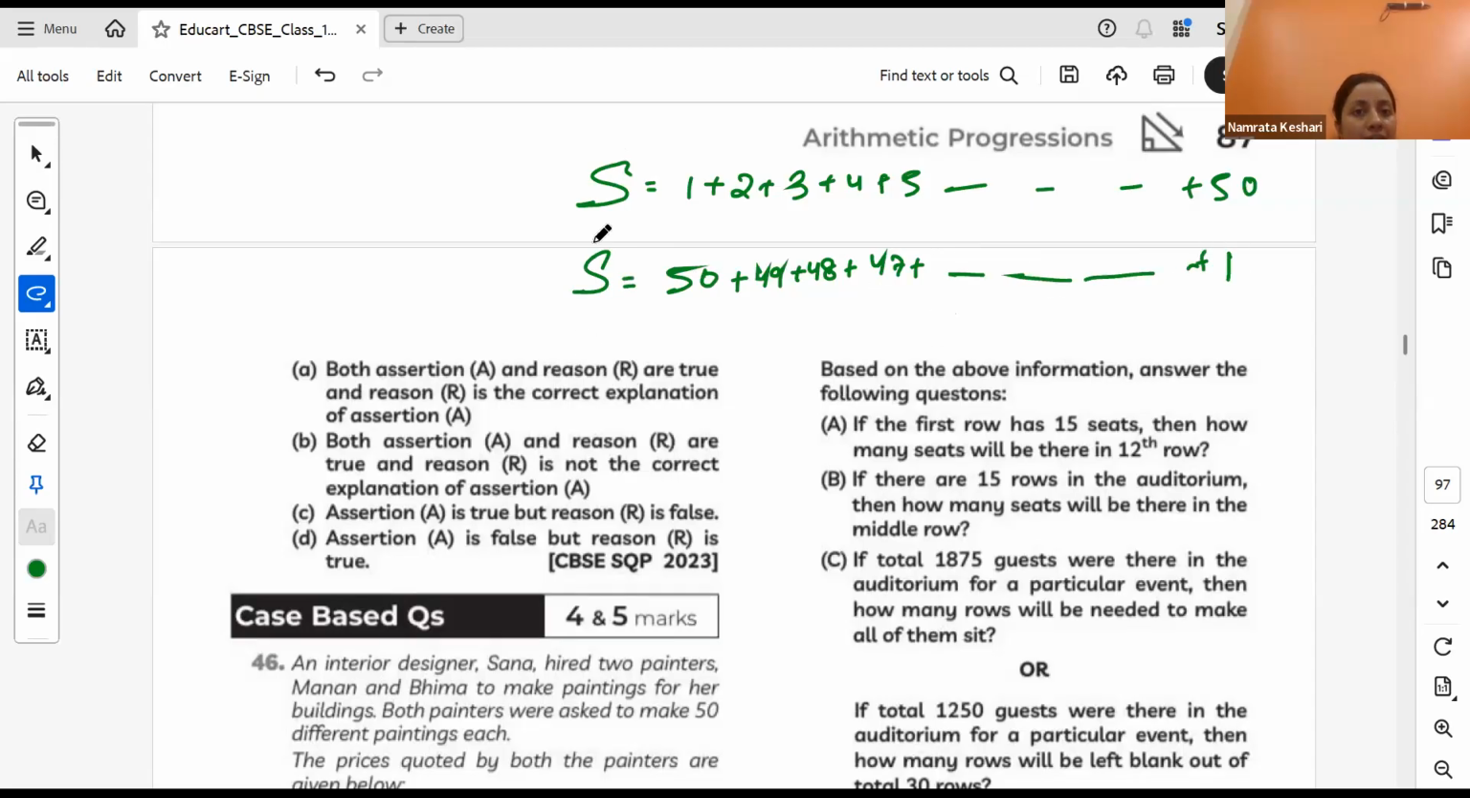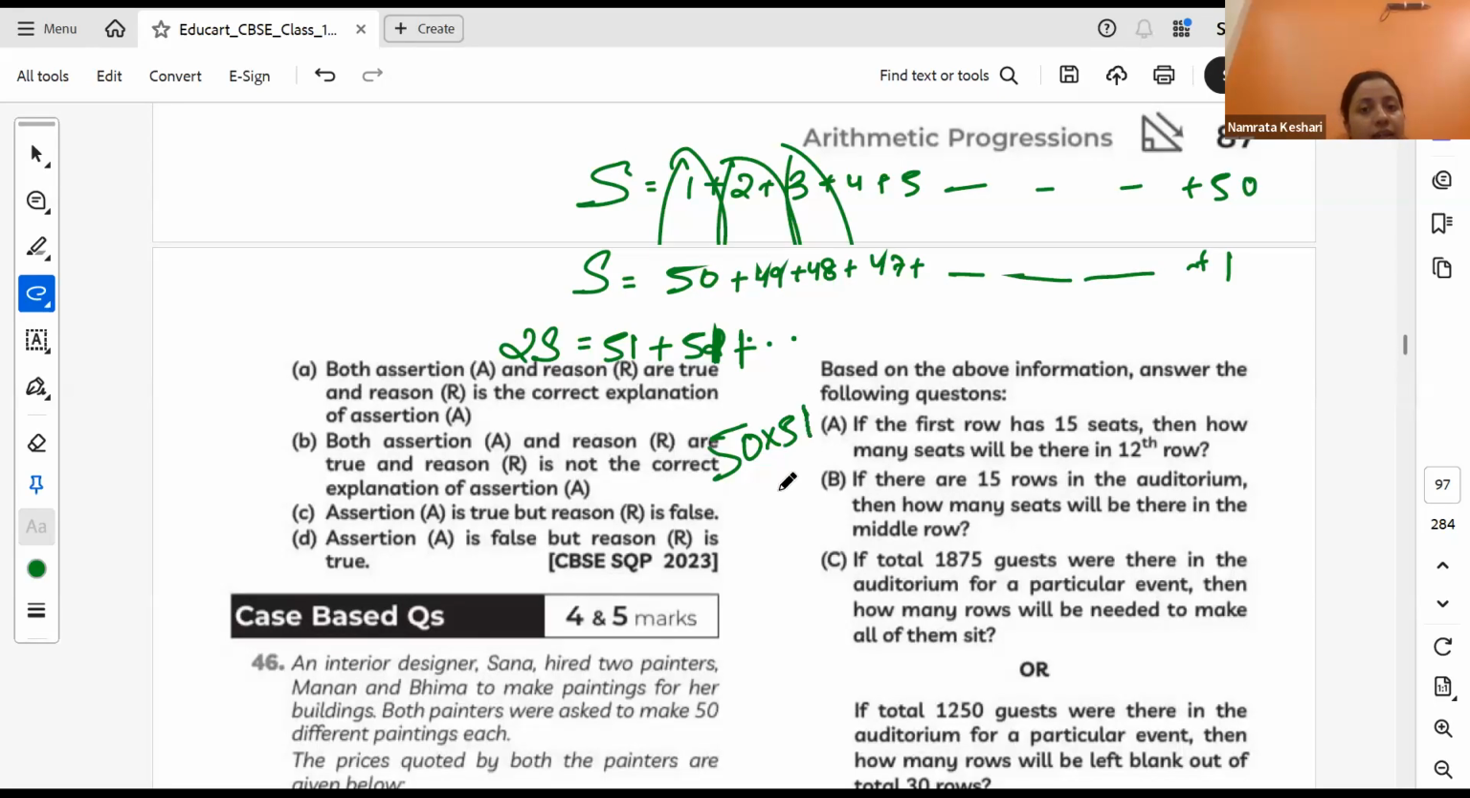And the moment we add these two equations, it will be 2s equals 51 plus 51 added together. So he has taken the pairs. If you have attended the AP class, you must have learned this: 51 plus 51 plus 51 plus 51 keeps coming, and how many times? Of course 50 times. 50 times 51 came, and that divided by 2 will be just s.